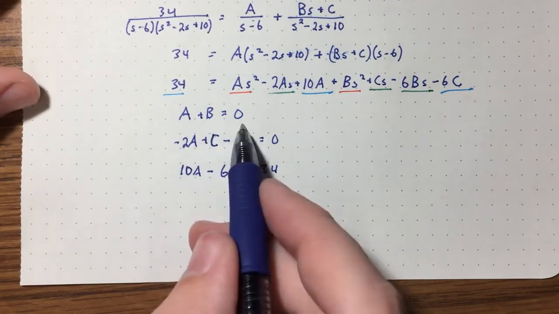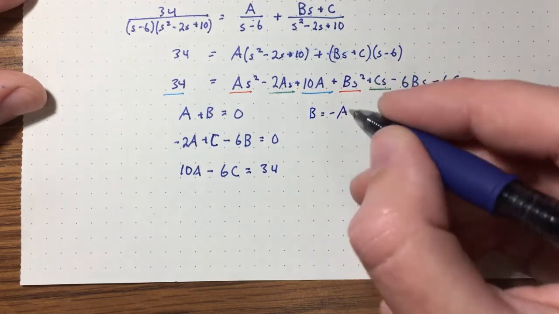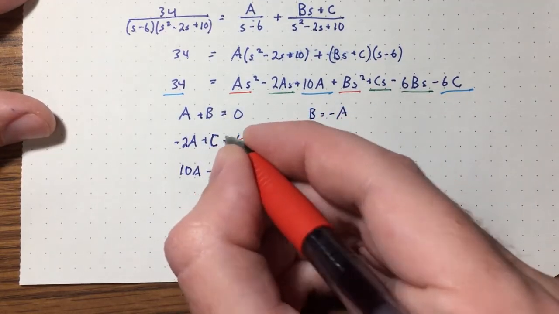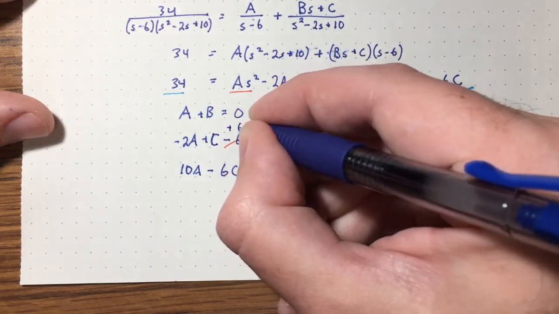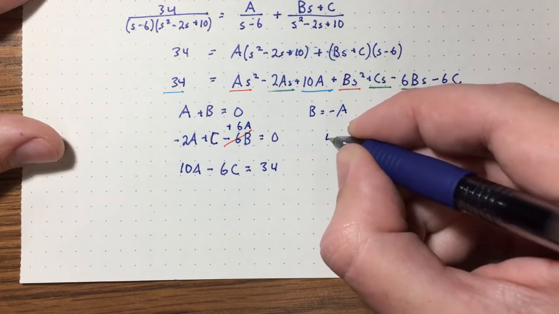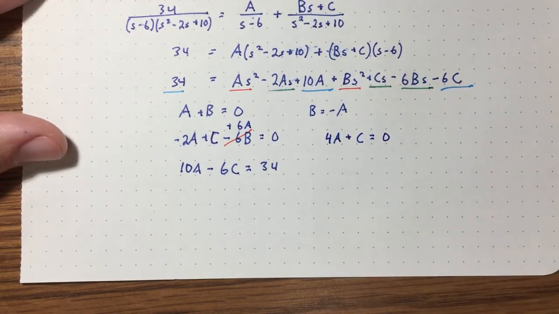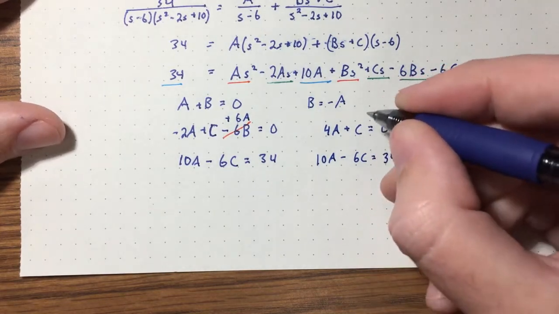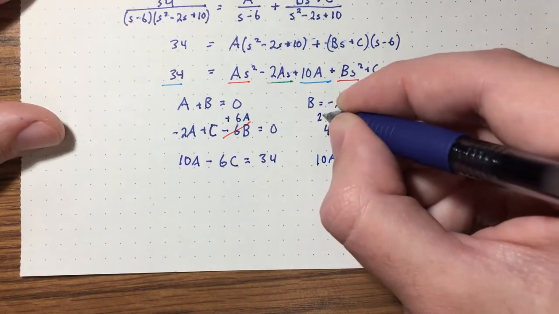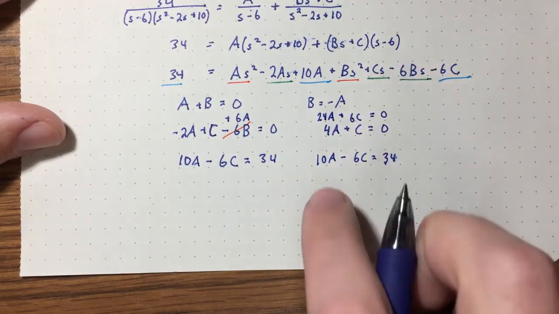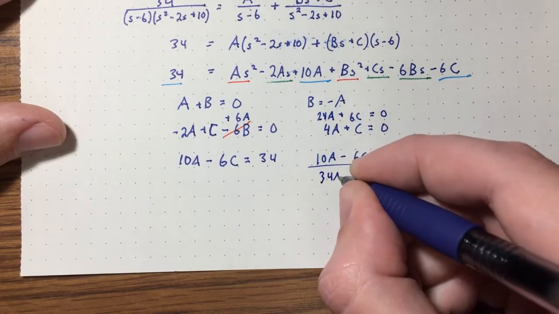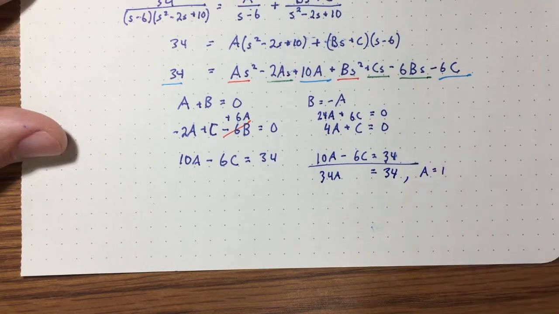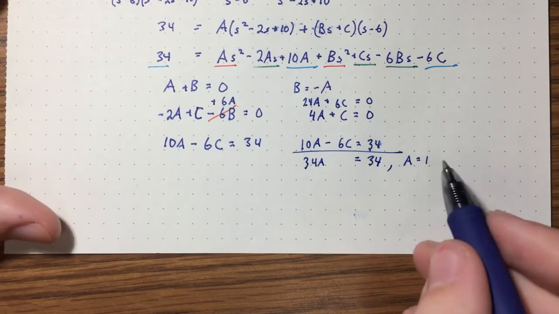But it's not too difficult either, because this first one, we can just say b is negative a. Okay, and then we can plug this in for b there. So the second one actually becomes, instead of this minus 6b, well, plus 6a. So that equation is going to become 4a plus c equals 0. And then we have 10a minus 6c equals 34. Well, let's multiply this one by 6 and then add them, right? We have 34a, that's why I chose the 34. The c terms cancel. We get 34a equals 34, which tells me a has to be 1. Great. And then hopefully we can get the other ones pretty quickly.